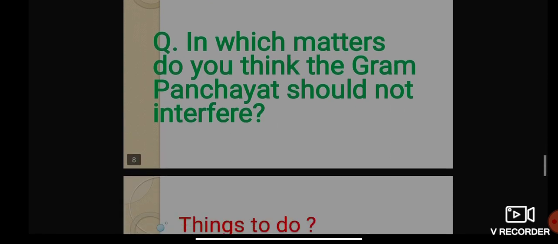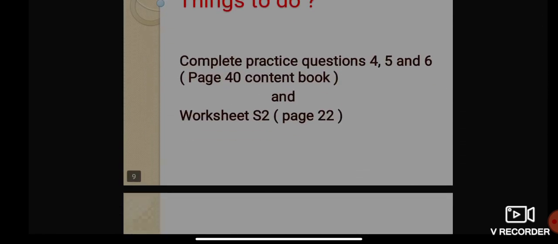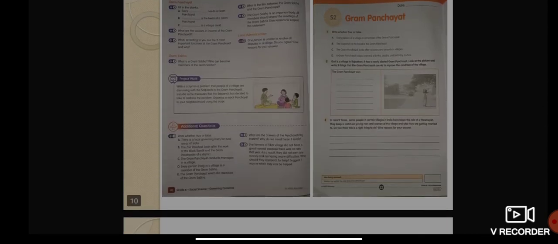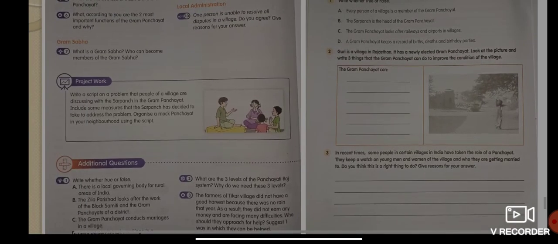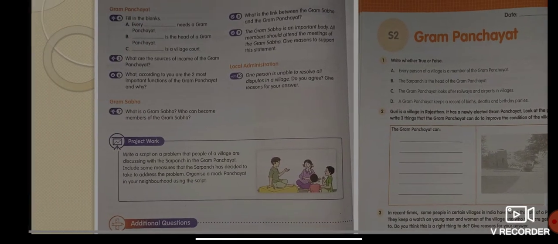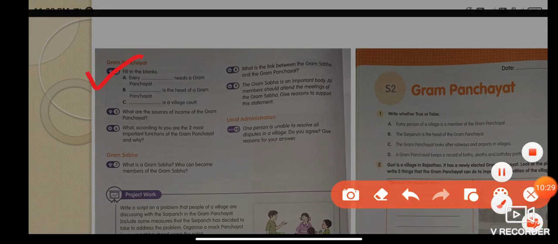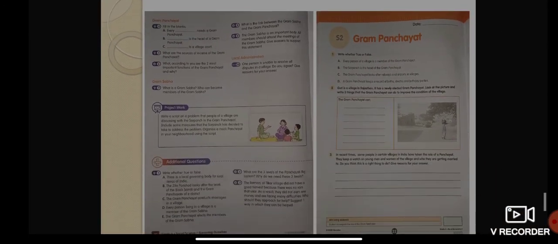So that's it for our class for today. Things to do: complete practice questions number 4, 5, and 6 on page number 40 of the content book, and Worksheet S2 on page number 22. That is your homework for today. Thank you, stay safe, and take care.